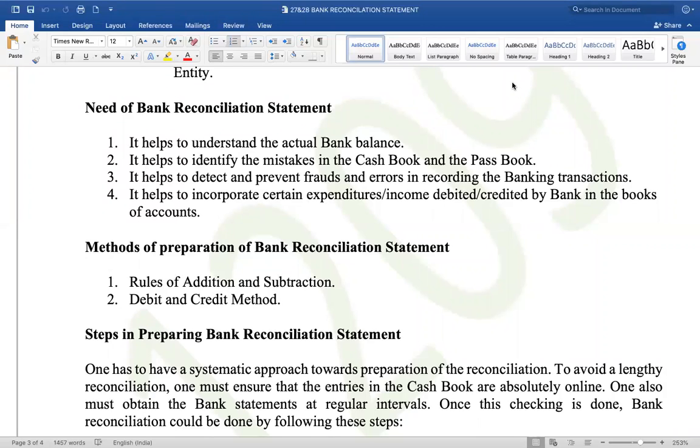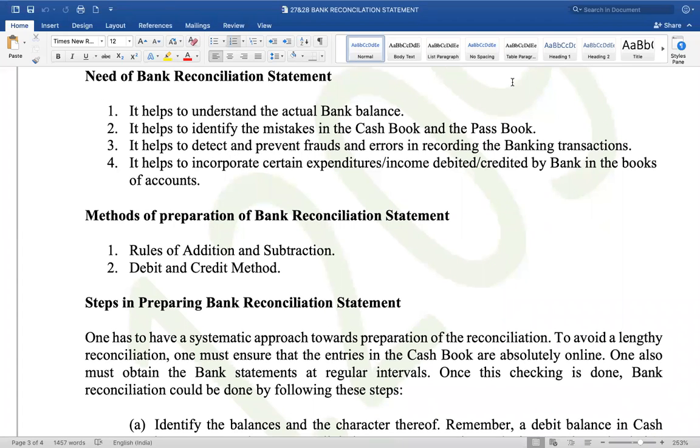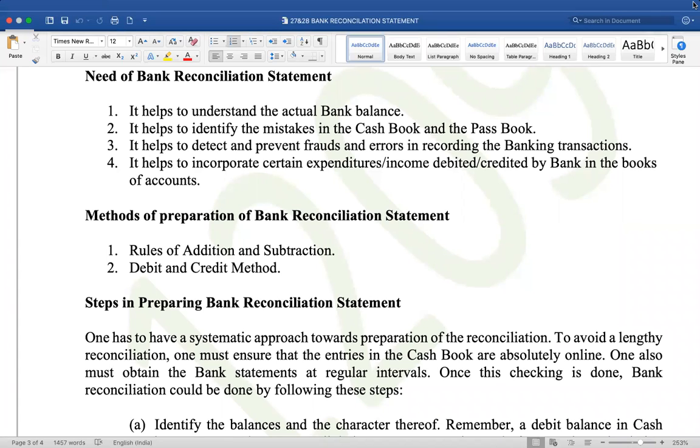What's the need for preparing a bank reconciliation statement? Likita will read all 4 points. Yes, sir. Need for bank reconciliation statement: it helps to understand the actual bank balance. It helps to identify the mistakes in the cash book and passbook. It helps to detect and prevent frauds and errors in the recording of bank transactions. It helps to incorporate certain expenditures or income debited or credited by bank in the books of accounts. Good.